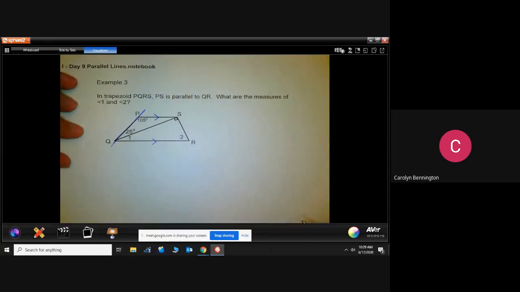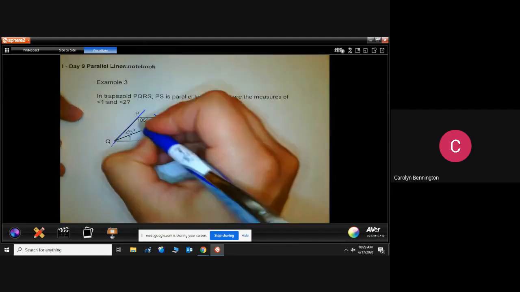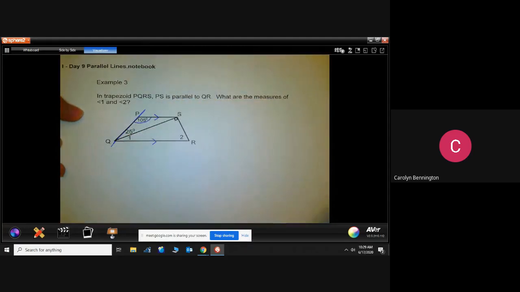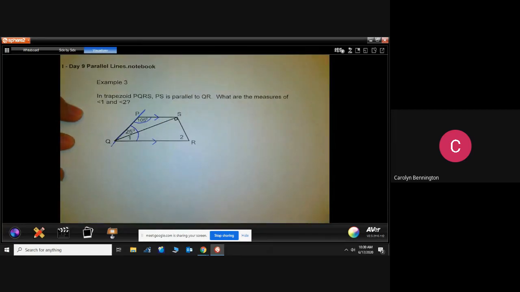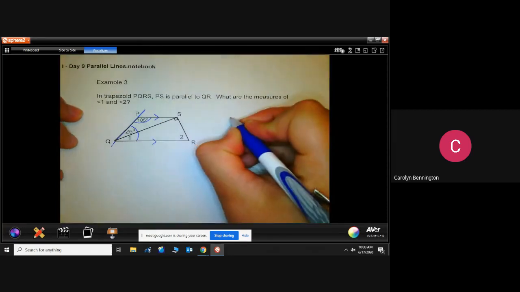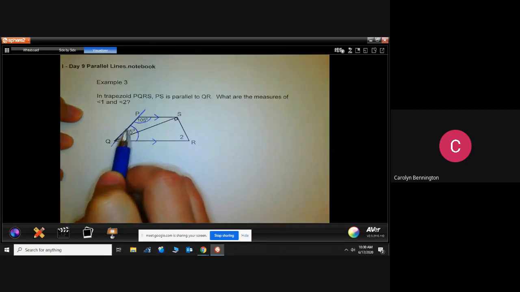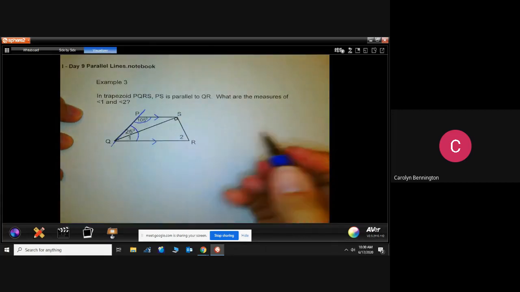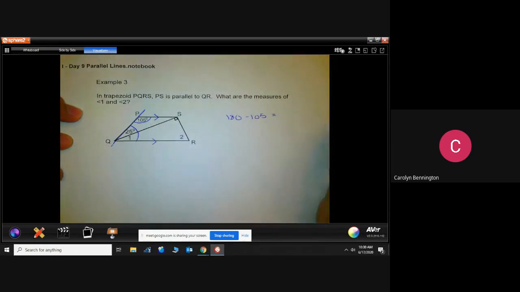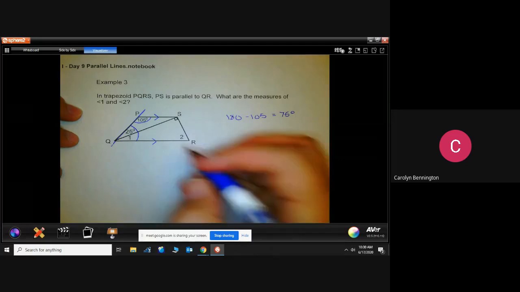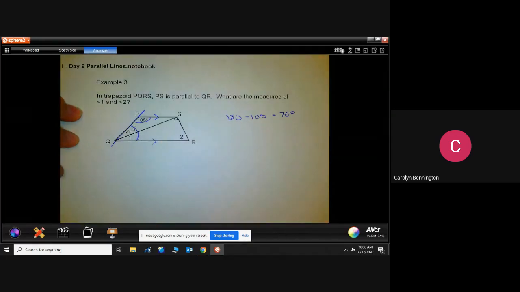And we know that the same side interior angles add up to 180 degrees. So if we have our angle of 105, and then we have this large angle here, those have to add up to 180 degrees. So we don't have the entire angle right here because we're missing part of it. So we're going to start with 180. We're going to take away 105. And this bottom angle is going to be 75 degrees. So this large angle down here at the bottom is 75 degrees.